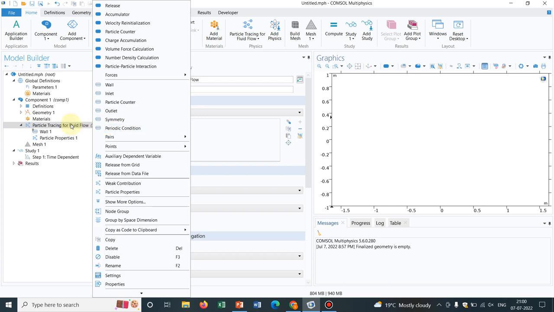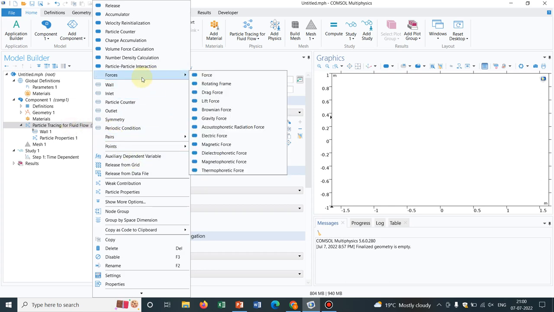As I have right clicked, there will be an option forces. Under forces you can see the forces available. There is the drag force. Obviously if you have a particle flowing inside a fluid, there must be some drag, and that's why this is very important, pertinent to particle flow in fluids. And the lift force, this is also important for differently shaped objects, so you will be in need of using this.